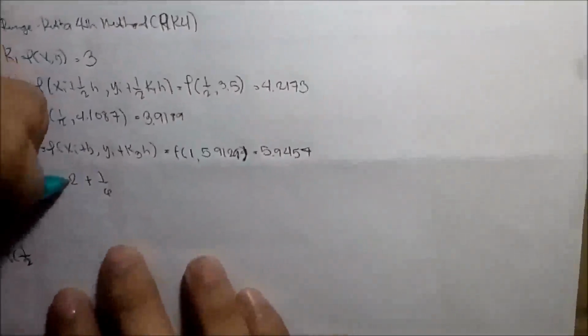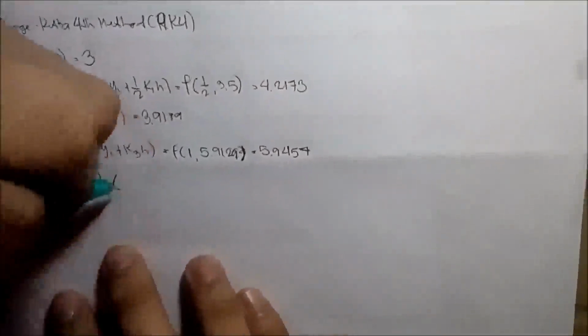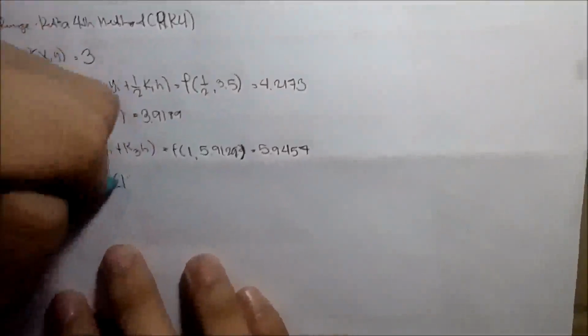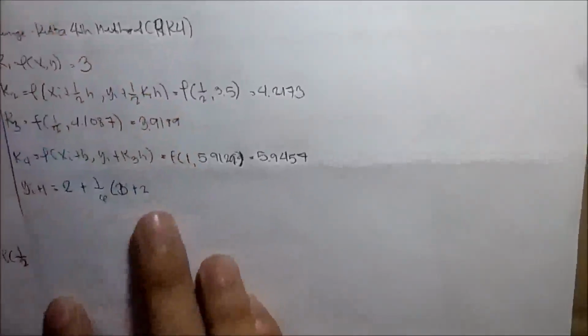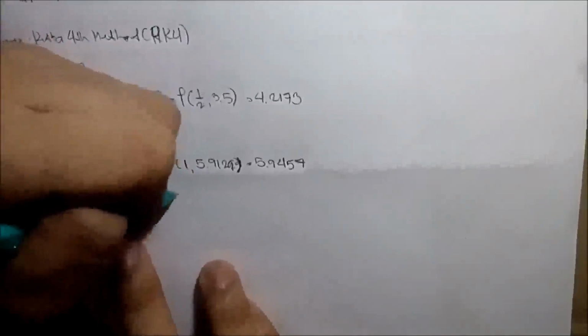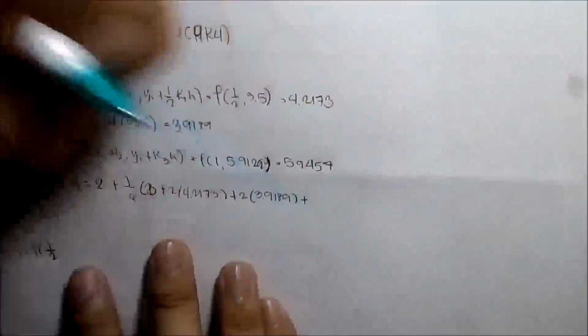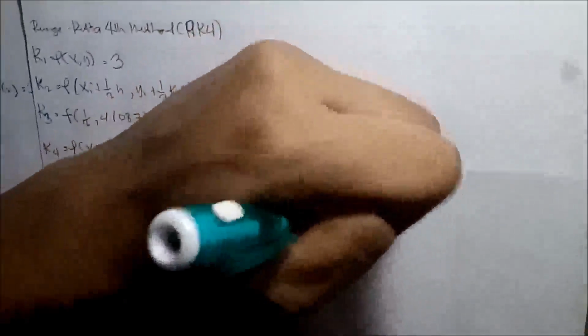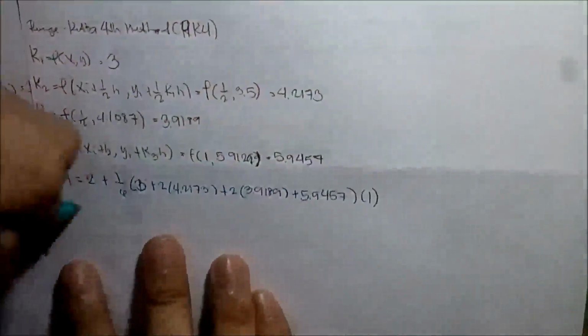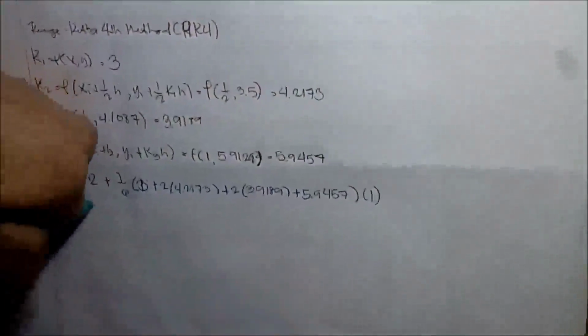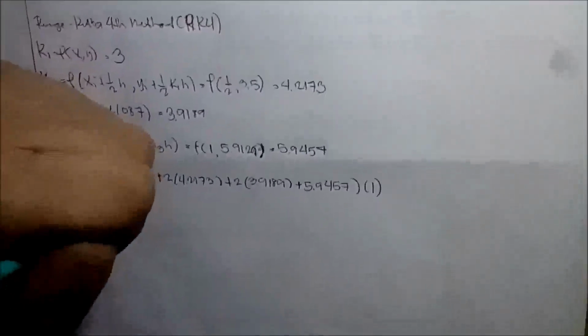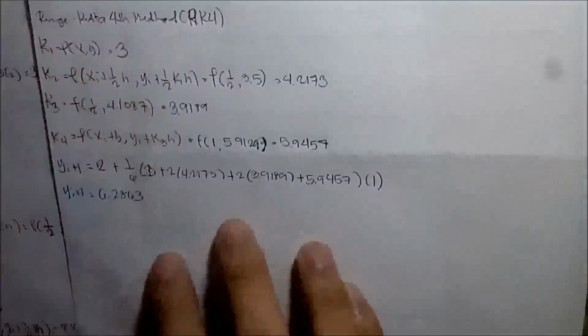Substitute to the formula, yi plus 1 equals yi, or 2, plus 1/6, K1 will be 3, plus 2 times K2, or the 4.2173, plus 2 times the K3, 3.9189, plus the K4, 5.9457, times the step size. Then yi plus 1 equals 6.2863.